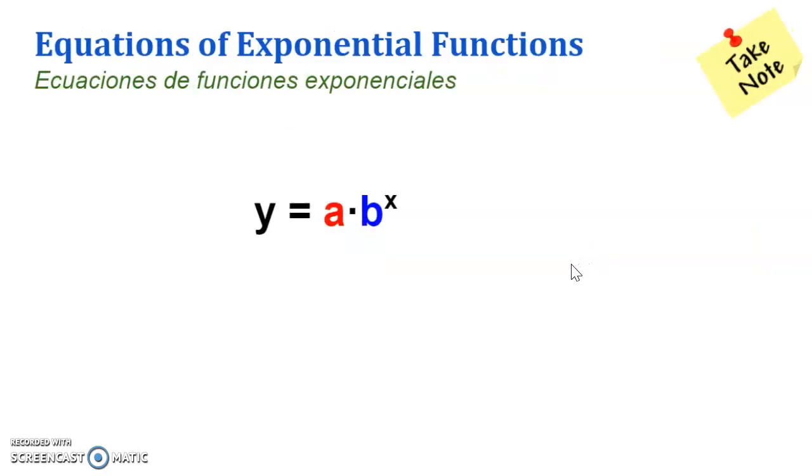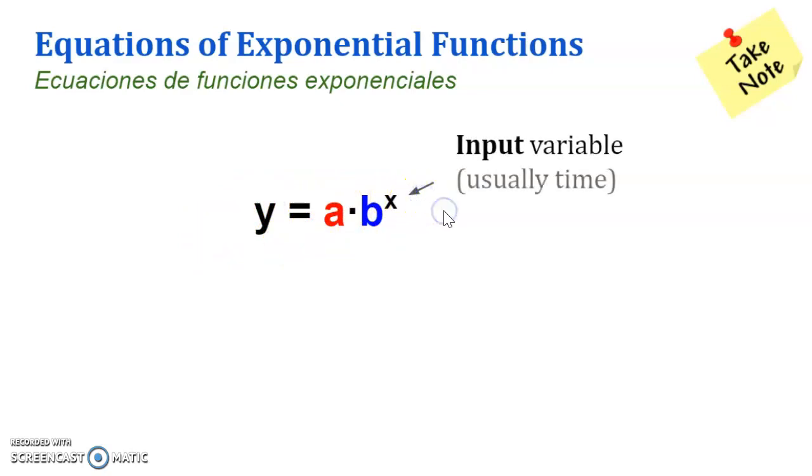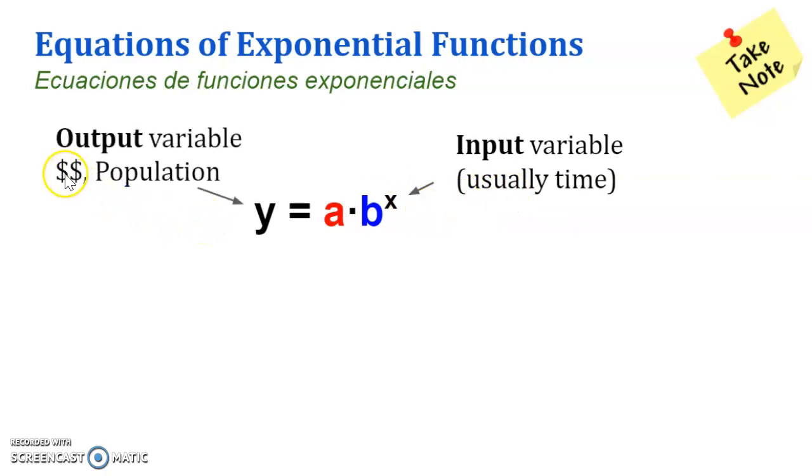Here you're still taking more notes. Equations of exponential function. Y is equal to a times b to the power of x. This is the general form of exponential function, where x is the input variable and it's usually time. Okay? And then y represents the output variable. It could be like dollar amount or the population or number of things or anything like that.